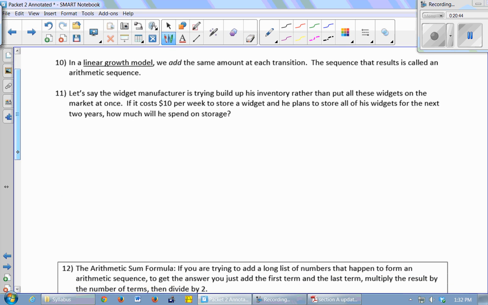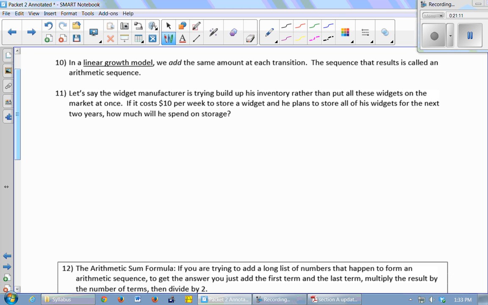So just to summarize, in a linear growth model, you always add the same amount at each transition. Okay? And the sequence that results is called an arithmetic sequence. All right, so we're going to add a small wrinkle to this widget problem. Let's say the widget manufacturer is trying to build up his inventory rather than put all the widgets on the market at once. He's going to store them up.